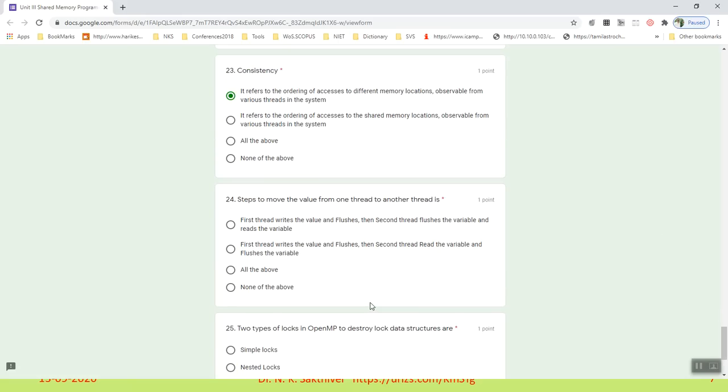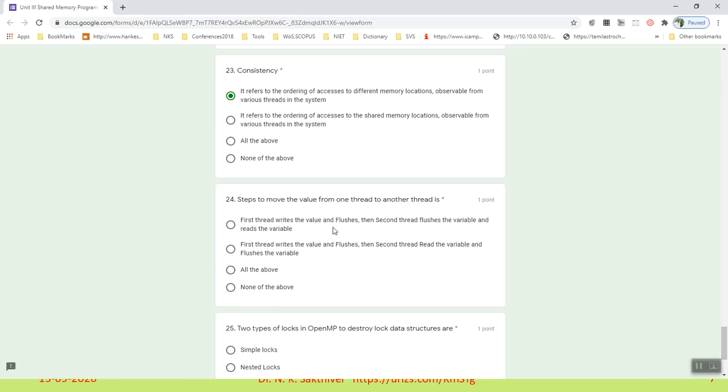24th. What are the steps to move a value from one thread to another thread? A very, very important one. One thread has a value that should be forwarded to another thread. What are the tasks? I think I didn't explain this earlier. Please understand, the answer is the first one. First, the first thread writes the value. After that, the thread flushes its value. After writing, it flushes, which means the thread's value is pushed out to memory.